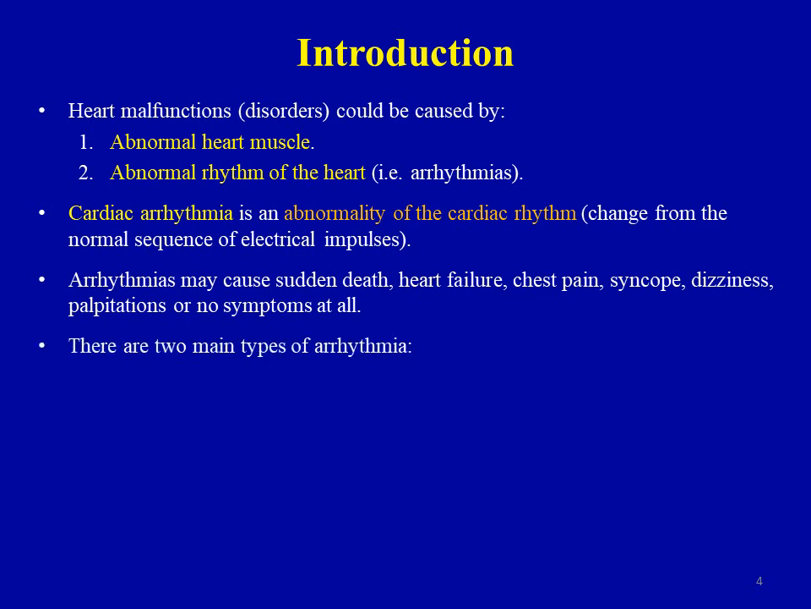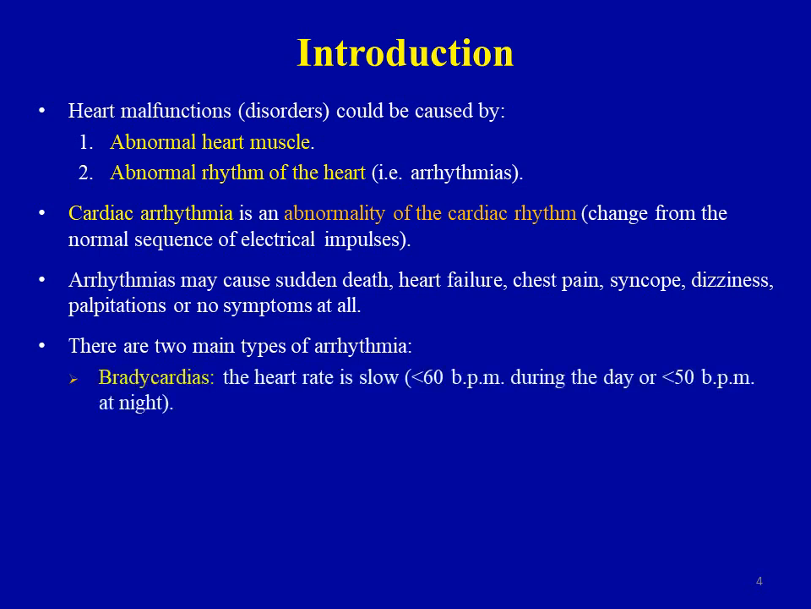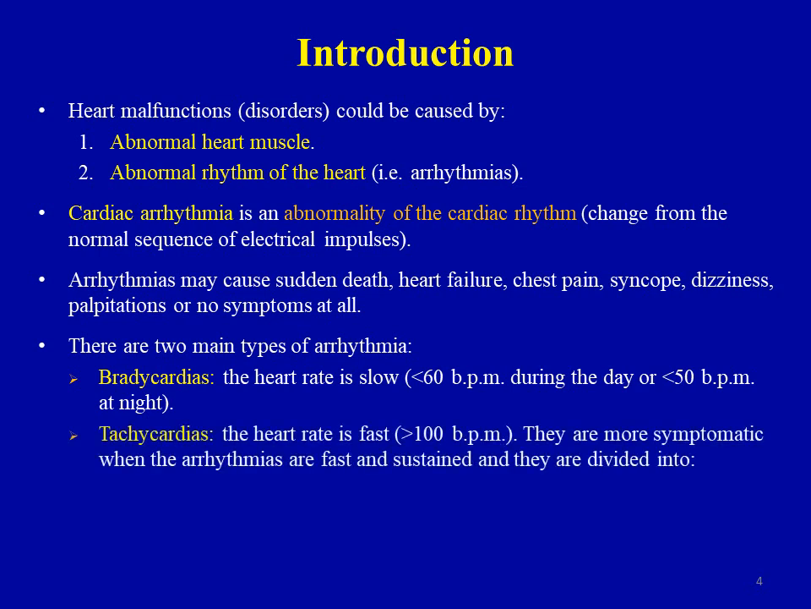There are 2 main types of arrhythmias. These are bradyarrhythmias or bradycardias, where the heart rate is too slow, which means less than 60 beats per minute during the day or less than 50 beats per minute at night or during sleep. And the other, which is the most serious type, are the tachyarrhythmias or the tachycardias, where the heart rate is fast, more than 100 beats per minute.